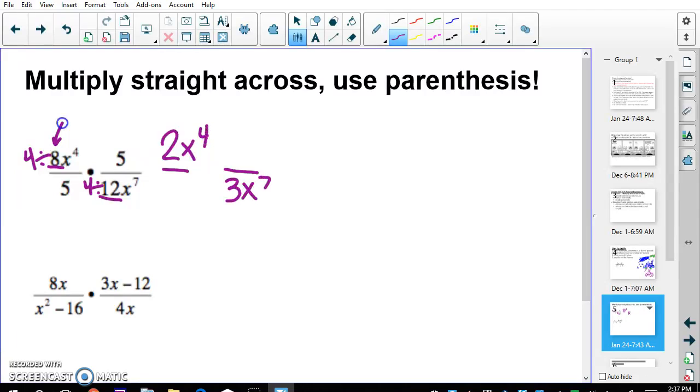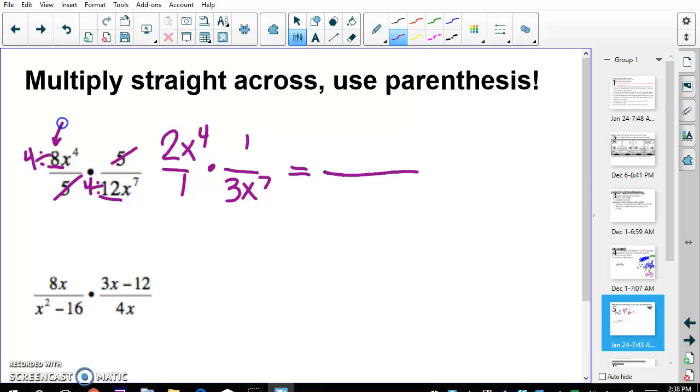3x to the 7th. Now some of you are thinking, hey, couldn't I have canceled those x's? To which I say, yeah, but not everybody sees that. So if you see it right away, do it right away. Then I'm going to go to the, I'm just going to take care of these 5s. Look at 5 and 5 gives me 1 and 1. Well, that's super nice.